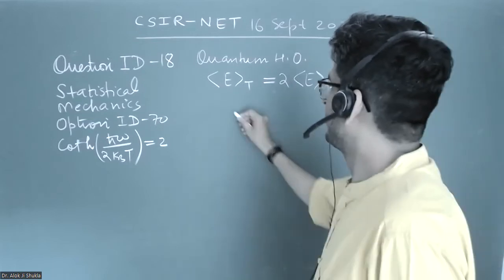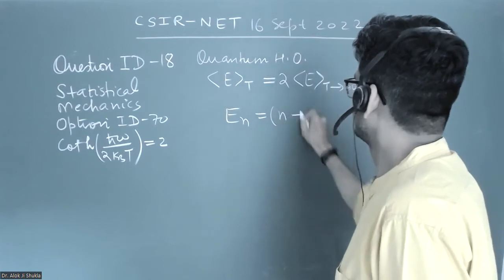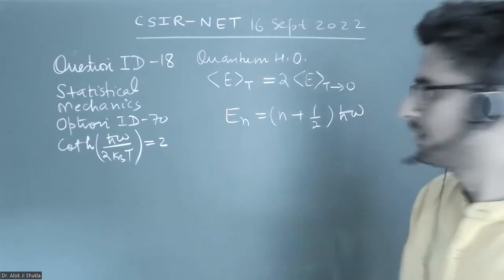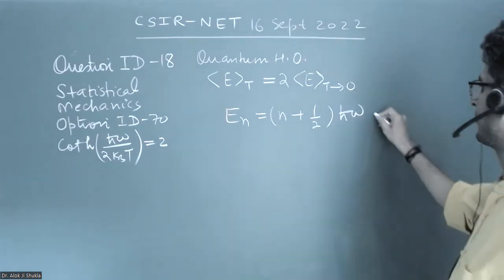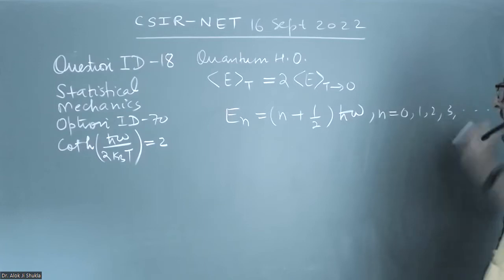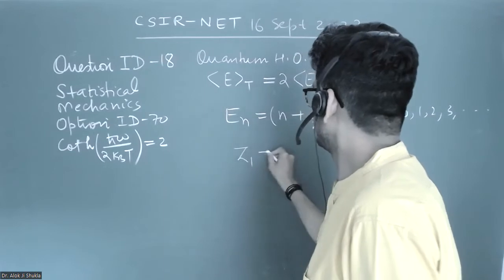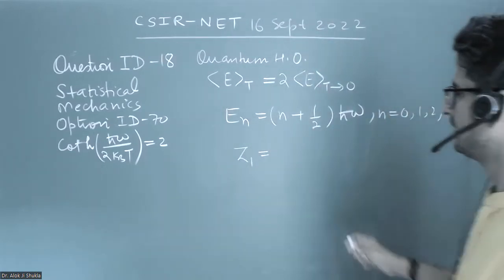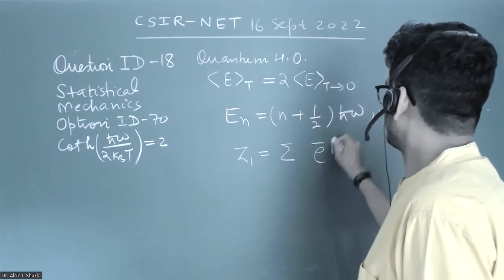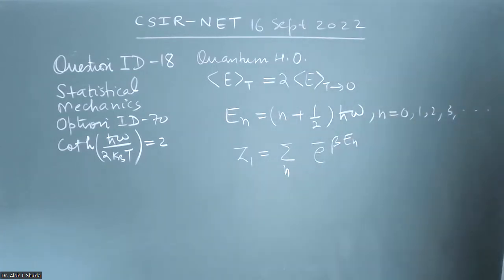Obviously, the first step will be to write the energy in different energy levels. So for a one dimensional quantum harmonic oscillator, En is equal to (n plus half) h cut omega, where n is equal to 0, 1, 2, 3, and so on. And then I will write the partition function. Let us write it just for one particle, and that will be equal to the summation of e to the power minus beta En for different values of n.